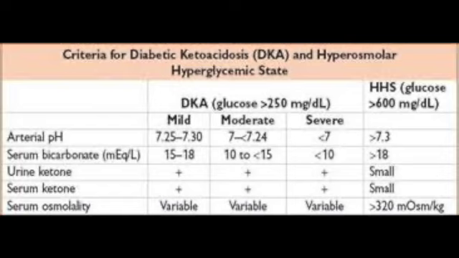On physical exam of HHS: tachycardia, tachypnea, hypotension, decreased skin turgor due to the dehydration, dry mouth, and increased cap refill time. Diagnosis: increased osmolarity over 320 and an increased serum glucose over 600. Also the absence of significant acidosis. The arterial pH should still be over 7.3 and the serum bicarb over 15. So the bicarb stays normal in this one.